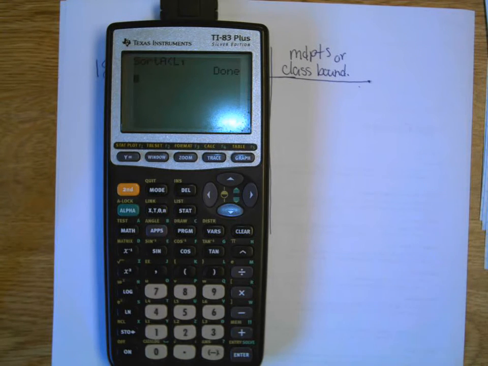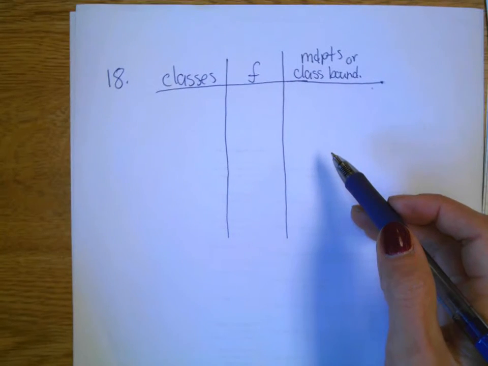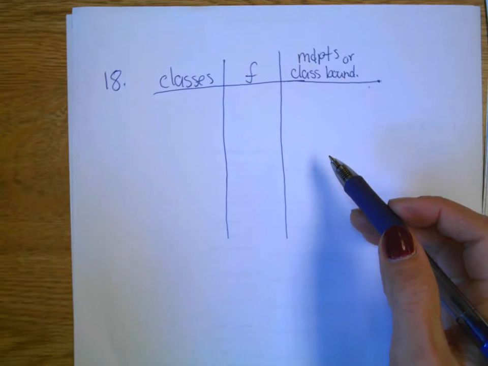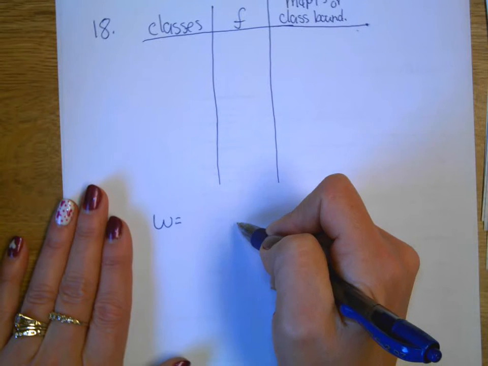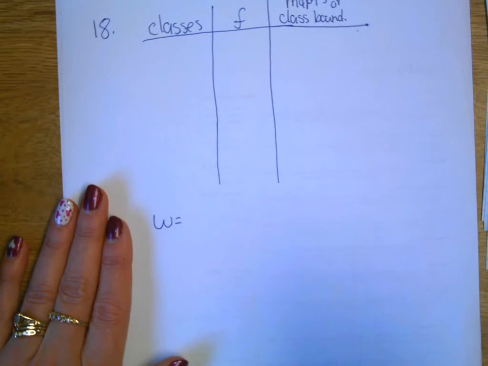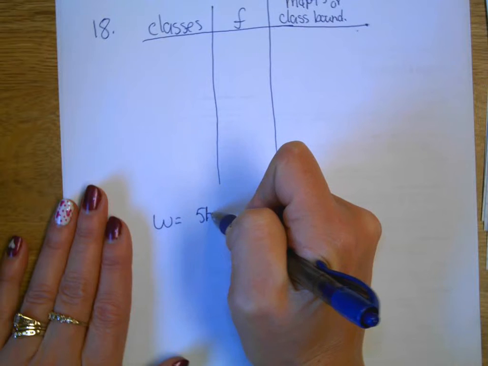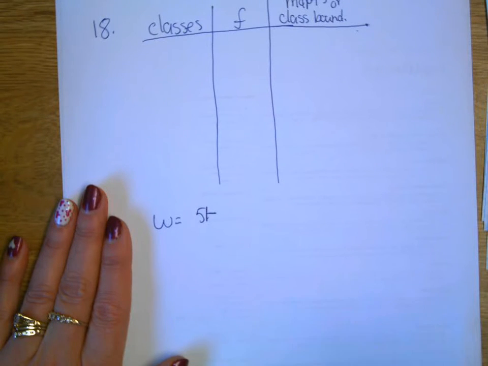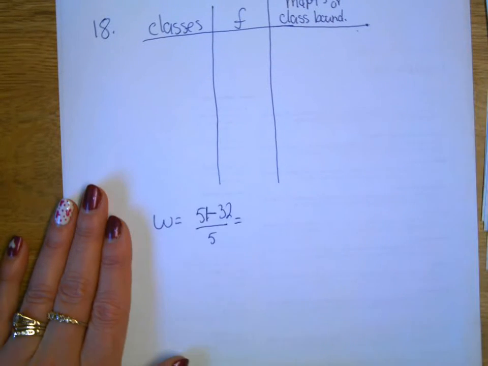Okay, so we've got them in order, but now we need to know our class limits. So we've got to find our class width. Do you remember how to find the class width? Max minus min divided by number of classes. Does anybody have our highest number? 51. What's our smallest number? 32. And this is telling us to do 5 classes. Yep, it tells you how many classes to do.